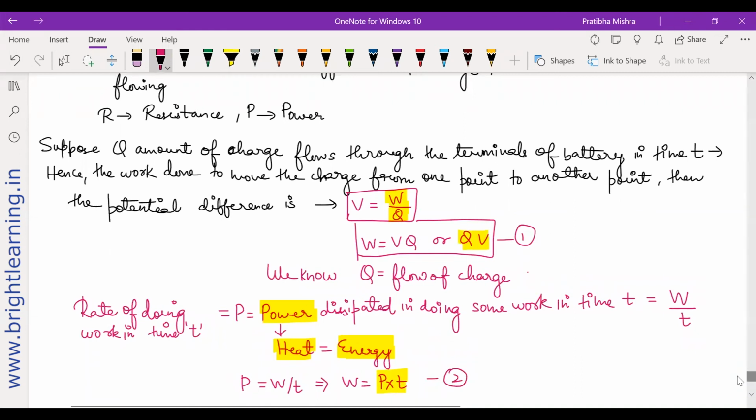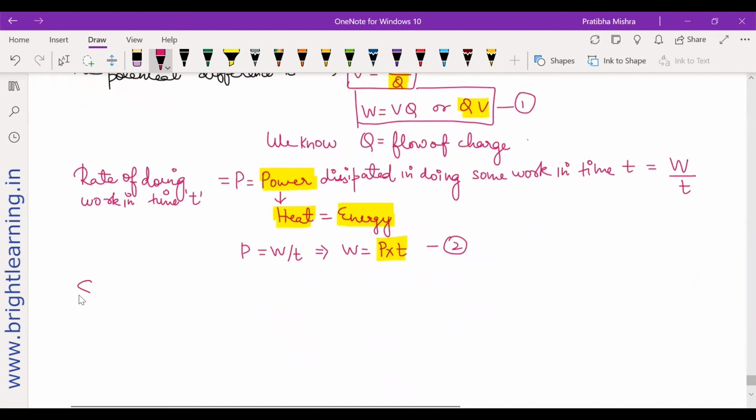Kindly use this. Okay. So you will write: substitute equation 2 in equation 1. What is your equation 1? W is equal to VQ. So what will you substitute? Instead of W, you will substitute P into T. It's P into T, which is equal to VQ. Okay, very good.